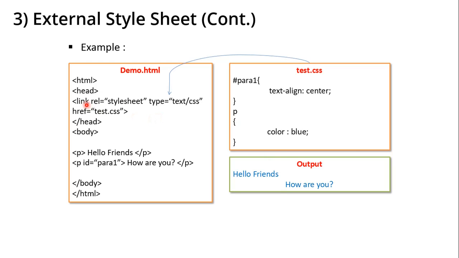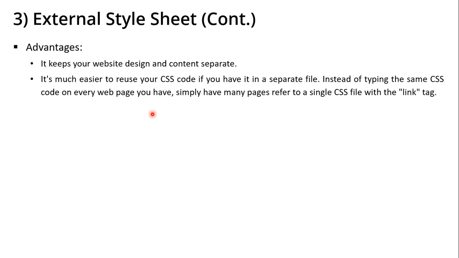Okay, we are using link to link our .css file. So external style sheet advantages: it keeps your website design and content separate. It's much easier to reuse your CSS code if you have it in a separate file. Instead of typing the same CSS code on every web page, you can have many pages refer to a single CSS file with the link tag.